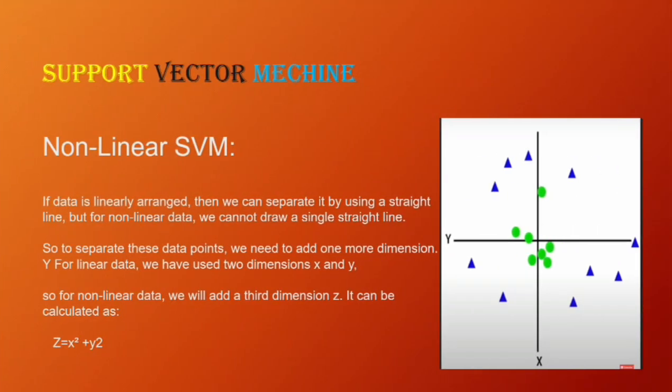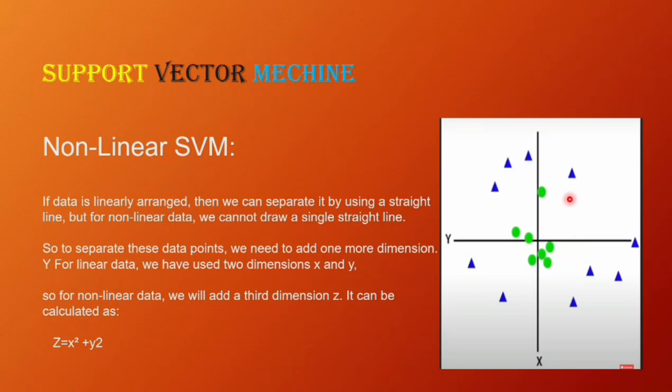This slide is the non-linear SVM. In that, if data is linearly arranged, then we can separate it by using a straight line. But for non-linear data, we cannot draw a single straight line to separate the data. So to separate these data points, we need to add one more dimension. That is a third dimension, and we calculate that dimension by using this equation, that is z equals x square plus y square. See this figure.